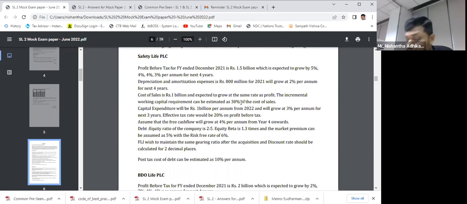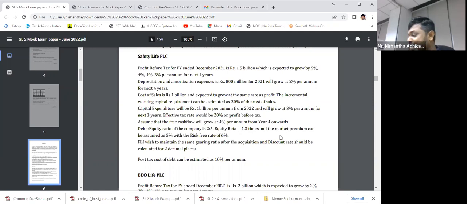In the inception, it says 1.5 billion, it will grow by 5%. Cost of sales also increases by 5%, 4%, 4%, and 3% respectively. And the working capital requirement is 30% of the cost of sales. Capital expenditure will be 1 billion per annum from 2022 and will grow at 3% per annum for the next 3 years.